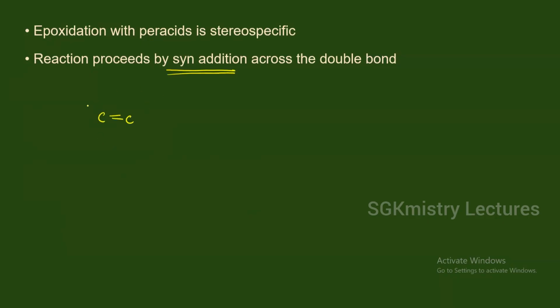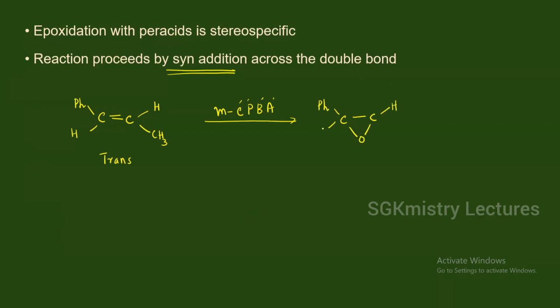So here we have, let us take Ph, here H, here I'm going to take a methyl group, here I'm going to take H. So this is nothing but the trans isomer, right? In the presence of metachloroperbenzoic acid, MCPBA, the epoxidation takes place. So here what happens is H, here the Ph, here H and CH3.